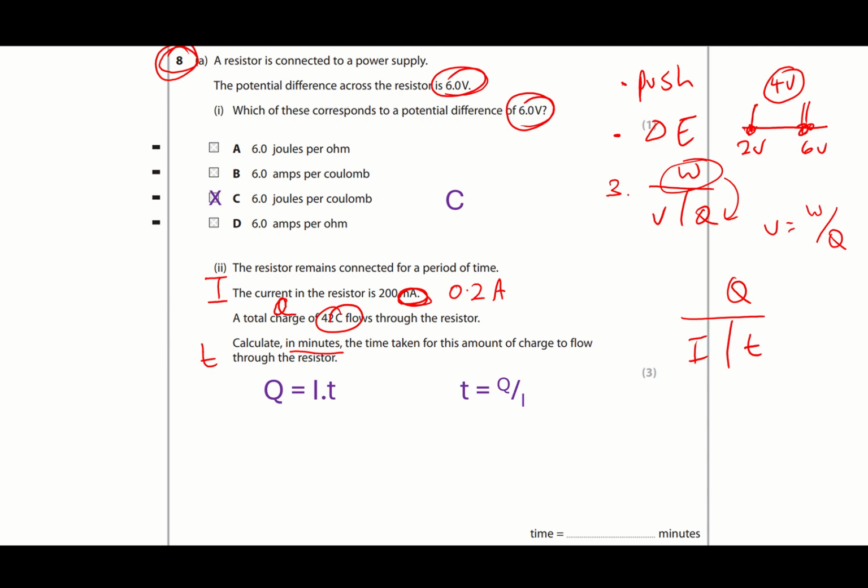So we know Q equals I times T. So T equals Q over I. Circle there. Just drop my pen. What a doofus. Next part. So now we're going to do 42 divided by 0.2. It's 210 seconds. And the final mark is we've got to divide this by 60 to get this in minutes. 3.5 minutes.